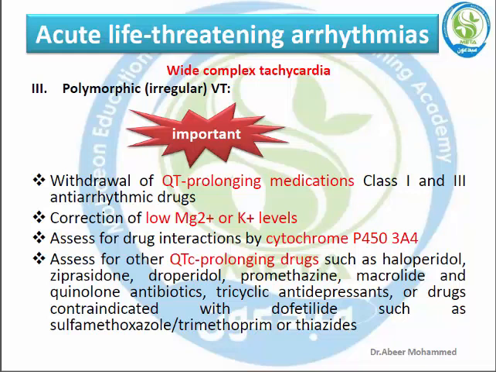In case of polymorphic irregular VT, first of all, we need to withdraw all the medications that cause QT prolongation. This is so important, like class 1 and class 3 antiarrhythmic drugs. Class 1 like procainamide and flecainide, propafenone. They are examples of class 1 antiarrhythmics. We should also correct the electrolytes. If the patient has low magnesium or potassium level, we should correct the electrolyte imbalance first and withdraw the QT prolongation medications first of all.